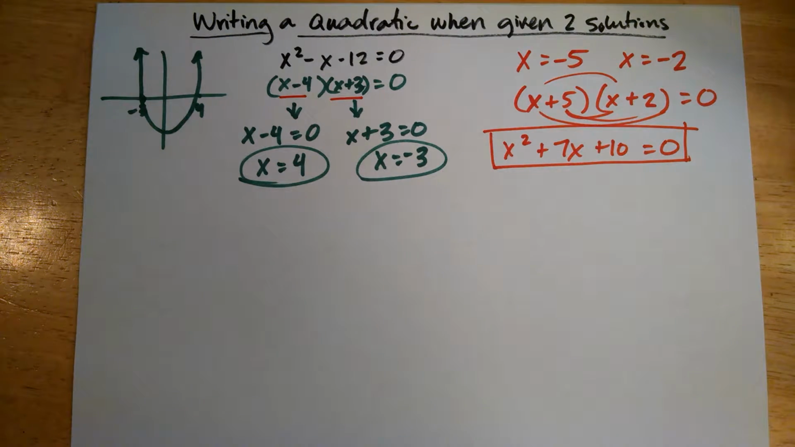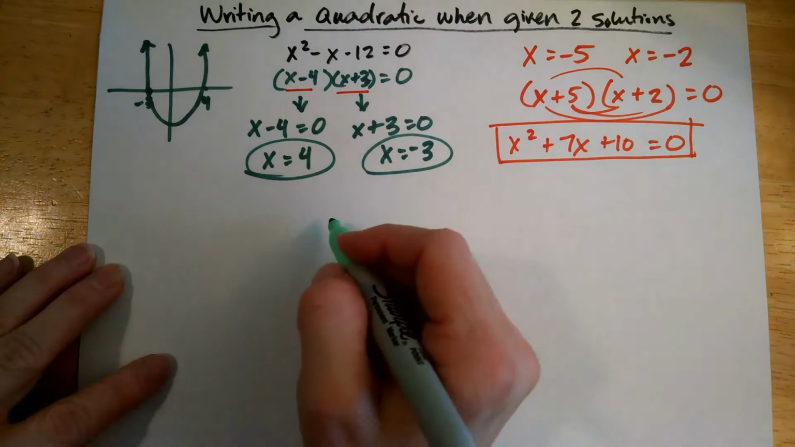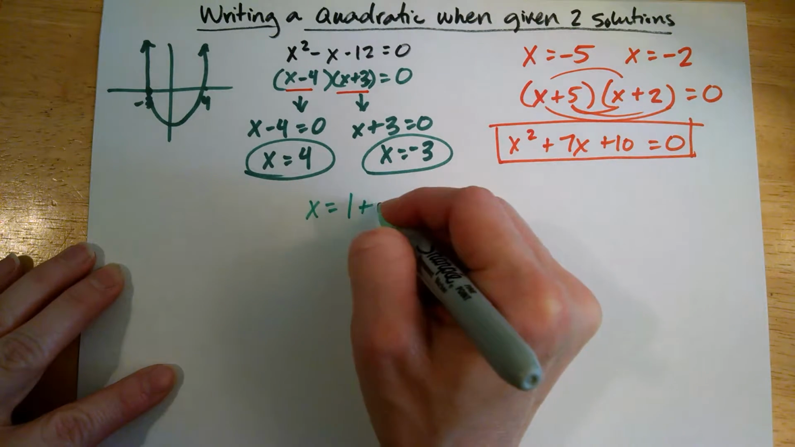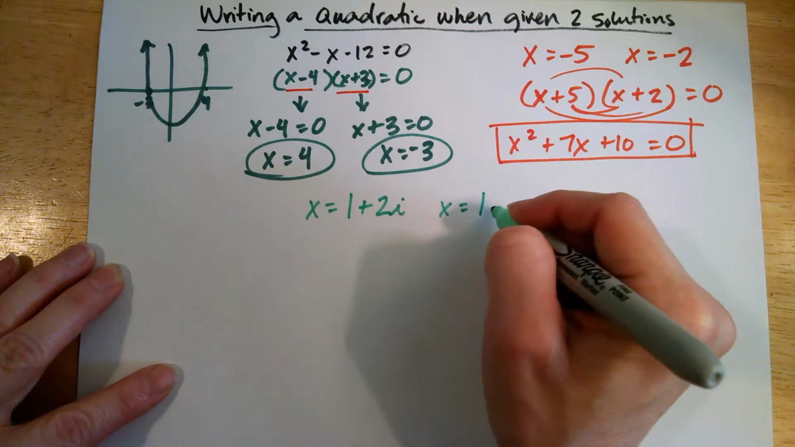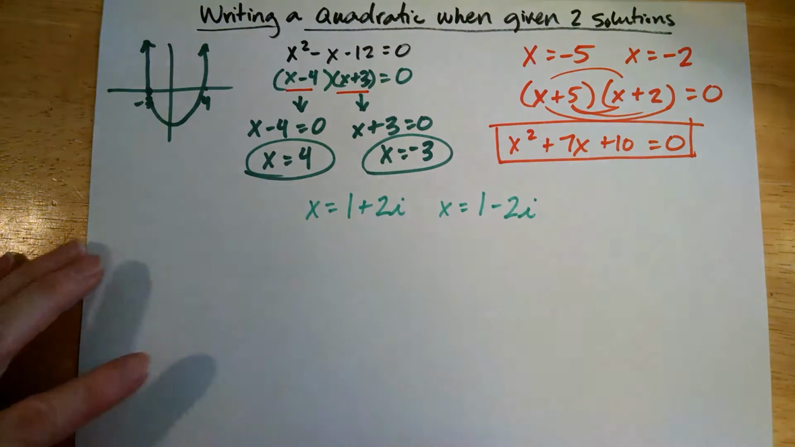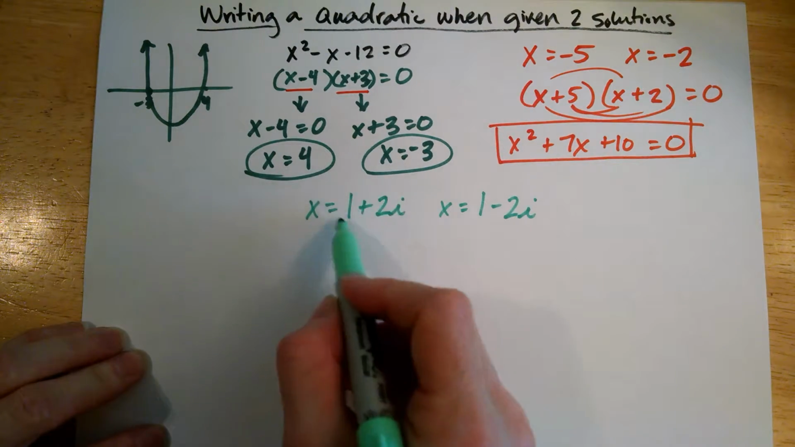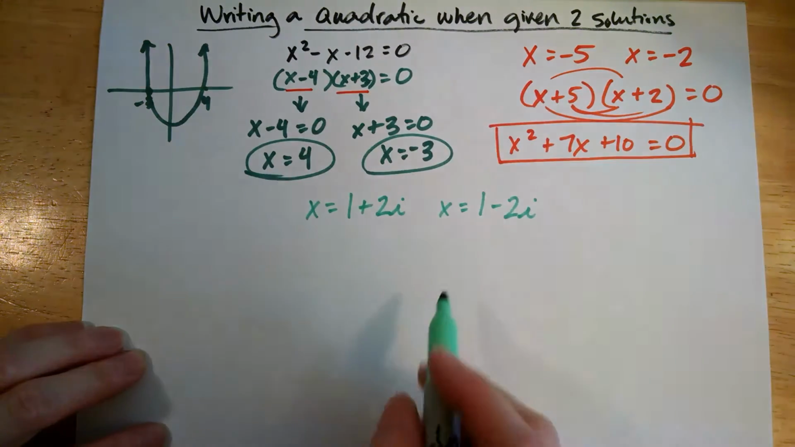Let's try another one that's a little bit more complicated. It has i terms, so let's see what we can do here. I'm going to say x equals 1 plus 2i, and x equals 1 minus 2i. We're going to treat this as one term together, just like we had a 5 and a 2, a negative 5 and a negative 2 over there.